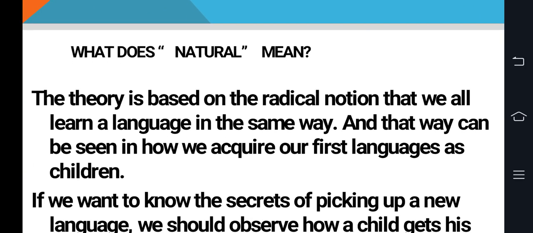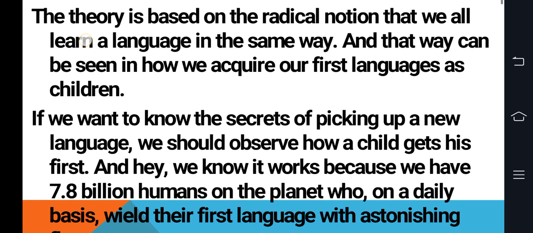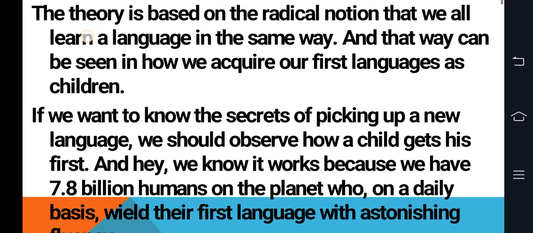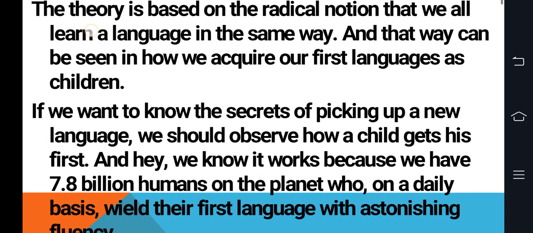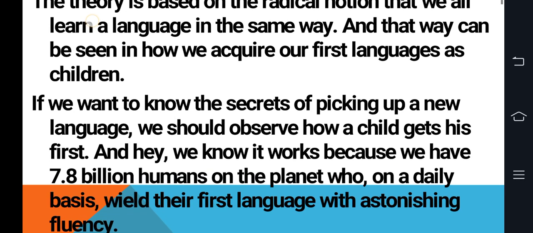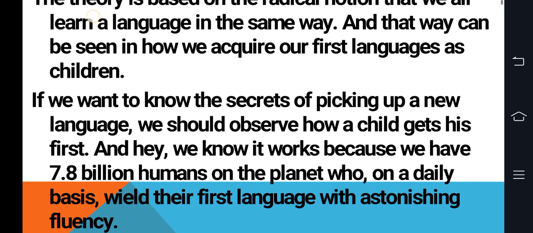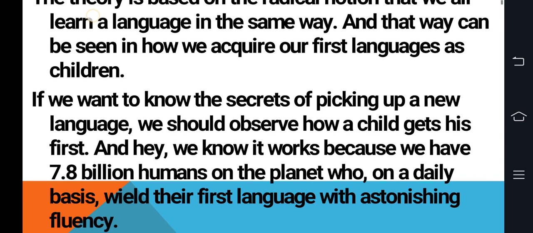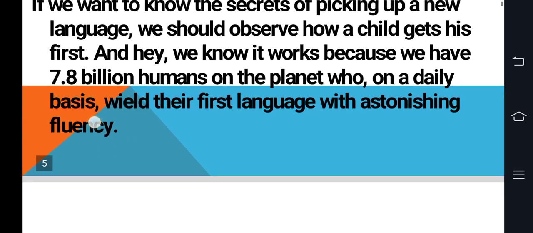What does natural approach mean? The theory is based on the radical notion that we all learn a language in the same way, which we can see in how we acquire our first language as children. If we want to know the secrets of picking up a new language, we should observe how a child gets his first. We know it works because we have 7.8 billion humans on the planet who on a daily basis use their first language with astonishing fluency.